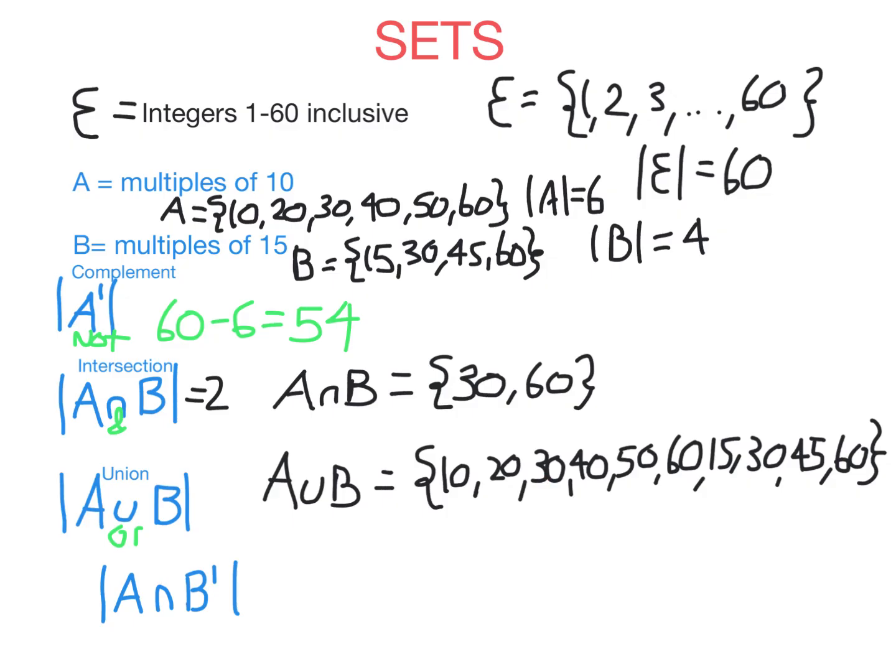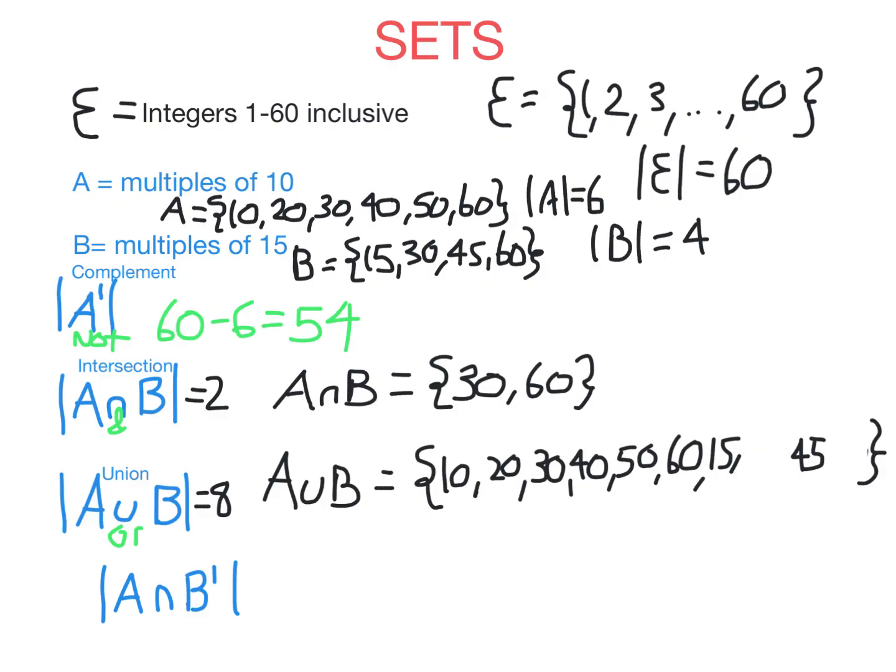So I'm going to rub out one of the 30s and one of the 60s. So when you're writing the elements of a set, each of these should be different. So now we can see, if we just count them, there are 8 elements in either A or B or both. We don't double count those that are in both. We don't count them twice.